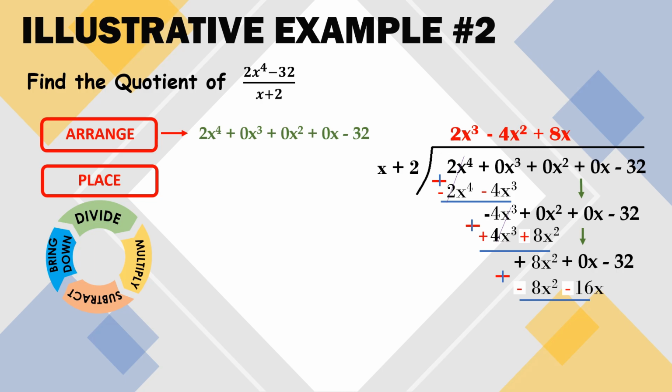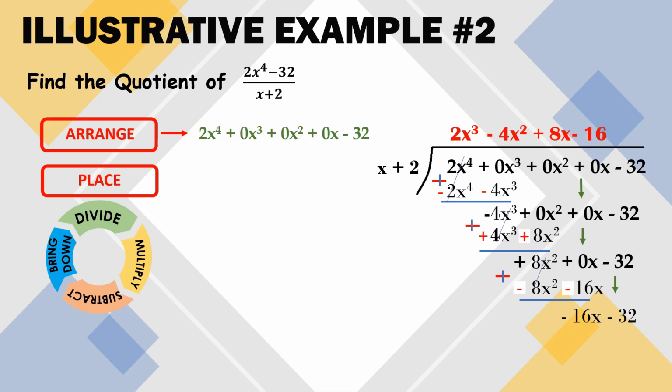So we're adding: 8x squared plus negative 8x squared is 0. So 0x plus negative 16x will give you negative 16x. Then after subtracting, we're going to bring down. So we will have negative 16x minus 32. Then after this, we're going to divide.